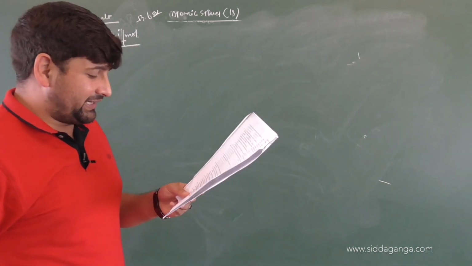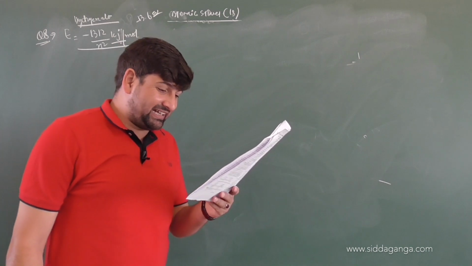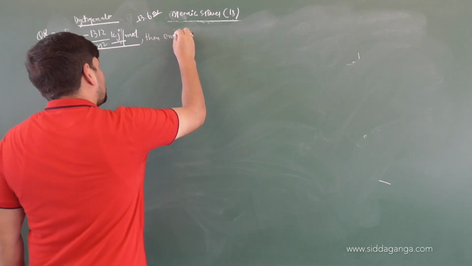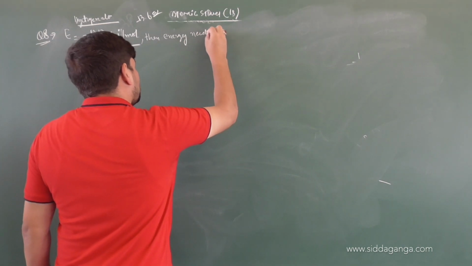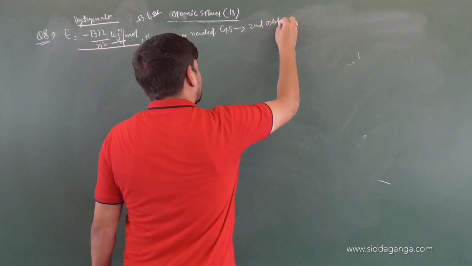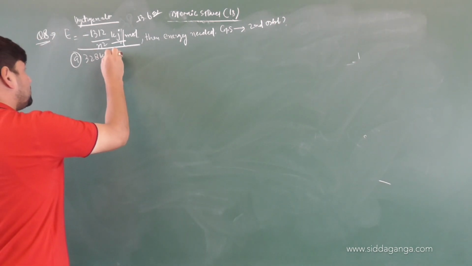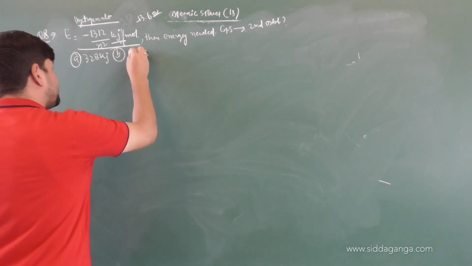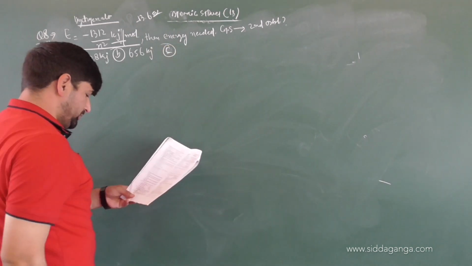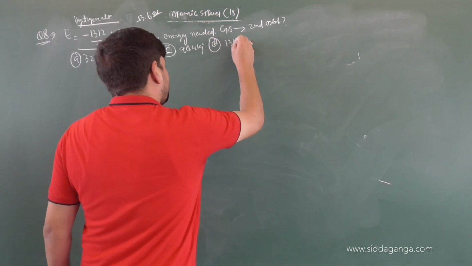Then the energy required to excite the electron from ground state to second orbit will be, options are: option A, 328 kilojoules; option B, 656 kilojoules; option C, 984 kilojoules; and option D, 1312 kilojoules.